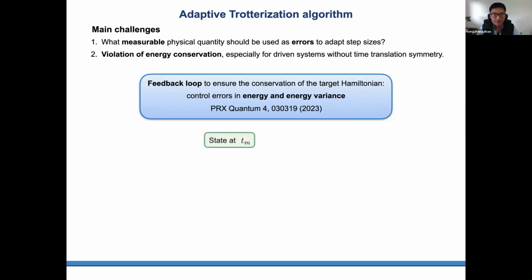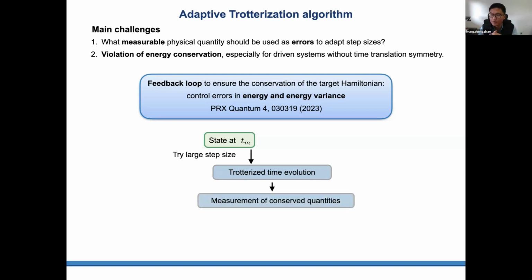So how can we do this? The algorithm is the following. I give you a quantum state, and then you can just choose your favorite Trotterization decomposition. Then I use a relatively larger step size, and I time evolve my system. And now I can perform measurement. So, you measure, you collapse, but you can still repeat this process. You can get good statistics of these conserved quantities. Here it's only energy and energy variance, and I do not assume... if you have other conservation laws, you also need to put them here.